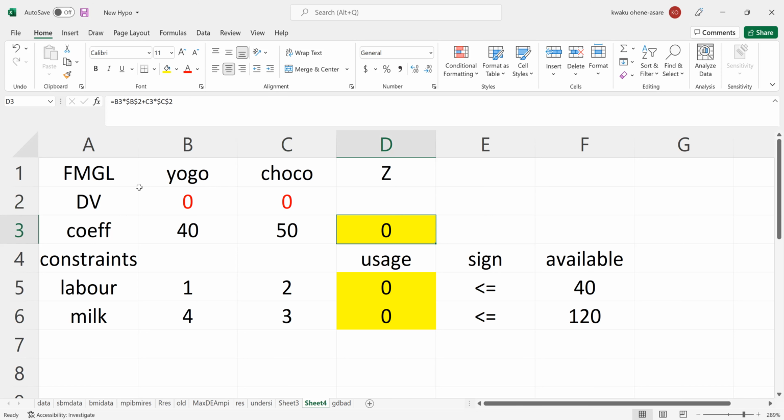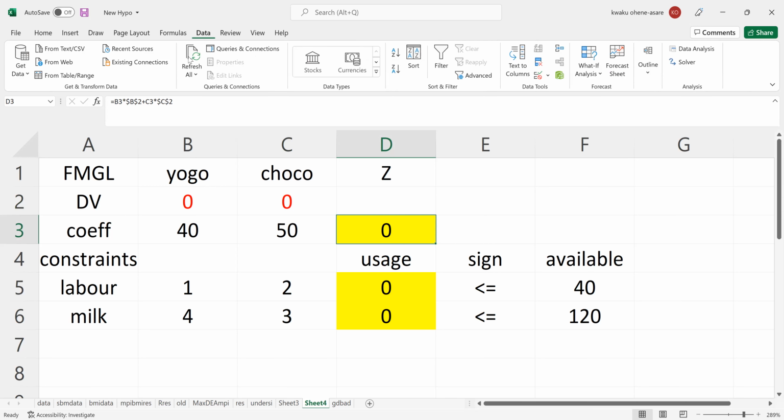All right, so how do you start? Go to the tab at the top called the Data tab. Click on the Data tab. On the far right, you should see Solver. If you don't see Solver, it means that your Excel has never used it before.